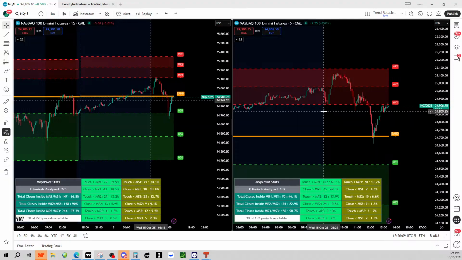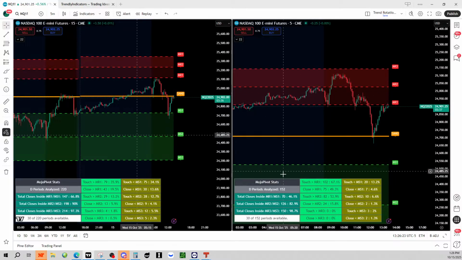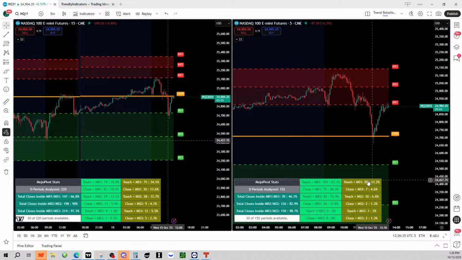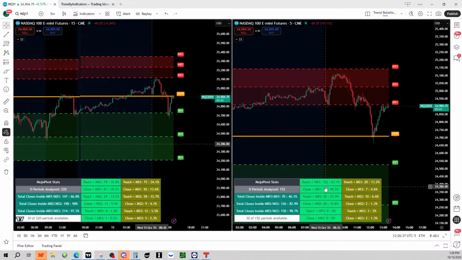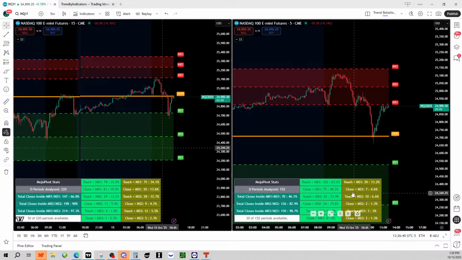So we open, here's the open. You see the gray area. We went down. Look where we bounced. Not only did we bounce off of the MR1 on the 5 minute, the reason these are different is because there's 152 days calculated here and 220 calculated here. So these are going to be slightly different. But like I said, the statistics are what matter here. Learn to follow and trust the statistics.